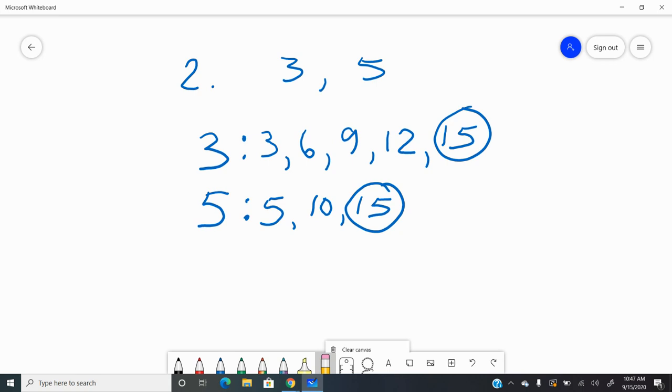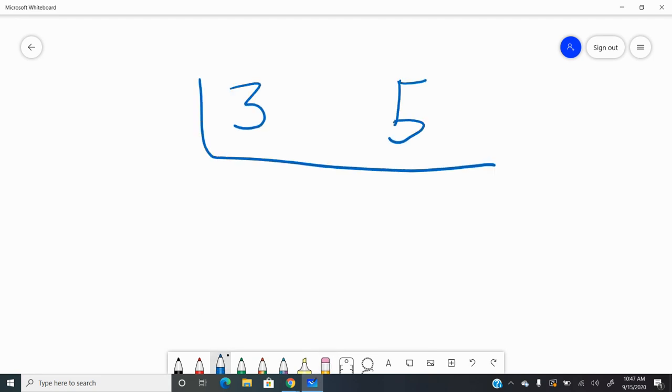Let's try the L method. Again, why don't you hit pause and see if you can do the L method. Remember, this is how you set it up. See if you can finish it from there. If you're not sure, keep listening to me.